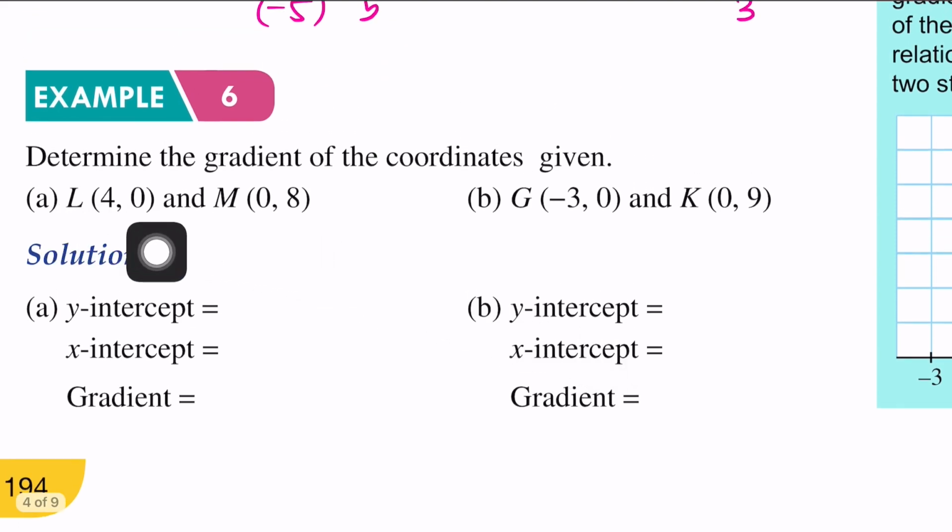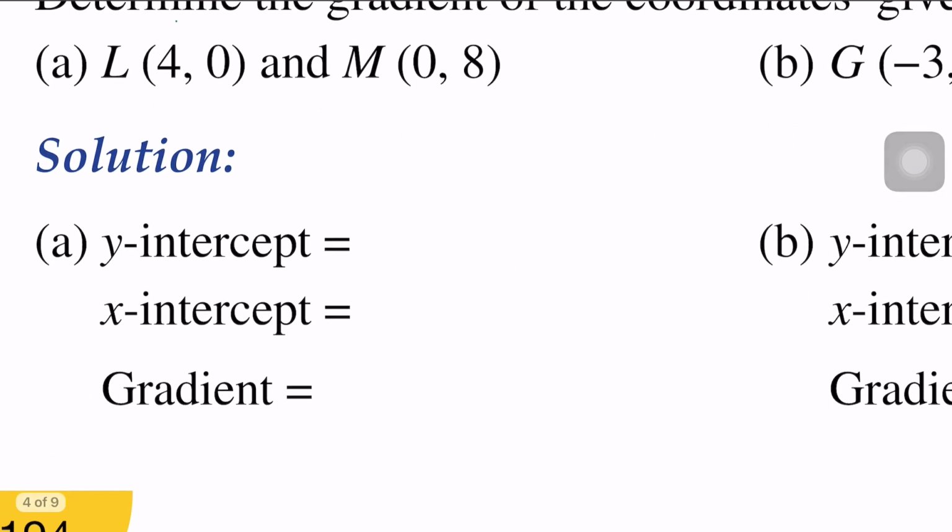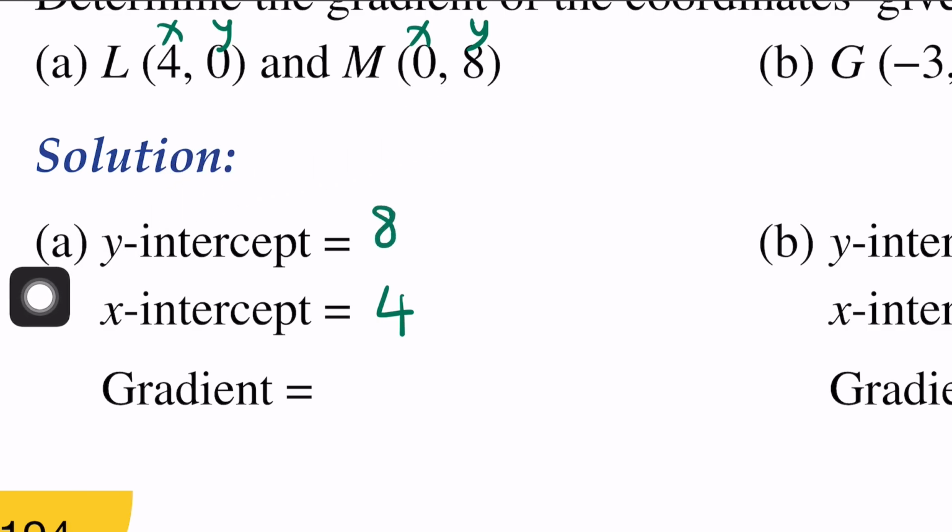Now, let's look at this example. You have 2 points, 4, 0 and 0, 8. Let's look at L. This is x and this is y. The value of y is 0 and the value of x is 4, so it means the x-intercept is 4. Then look over here, 0, 8. The value is on the y-axis, so this is the y-intercept. The value of the y-intercept is 8.